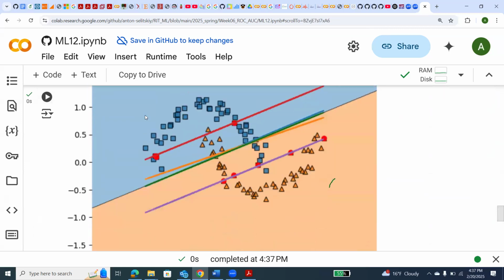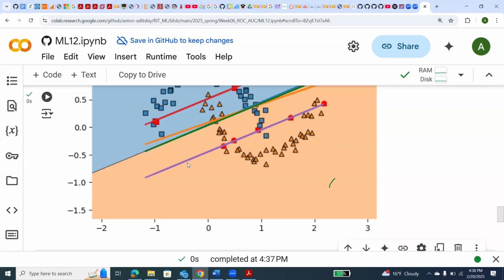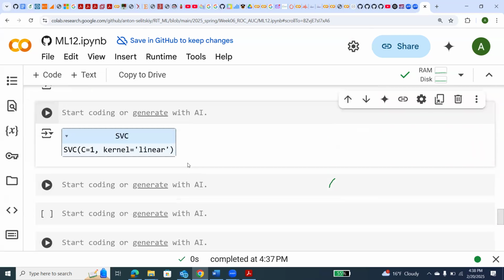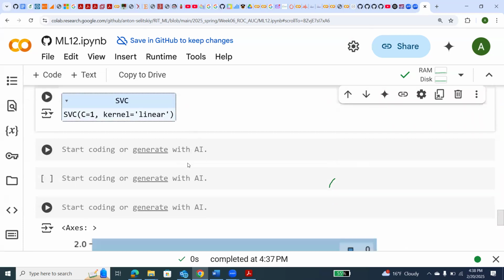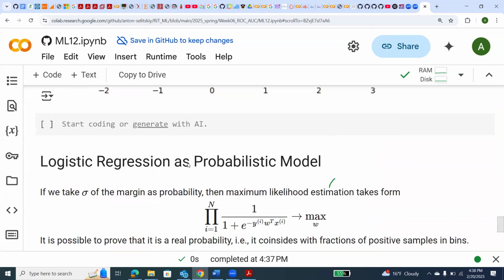Did you notice that for small C, this strip is wider, and for large C it's more narrow? Okay.